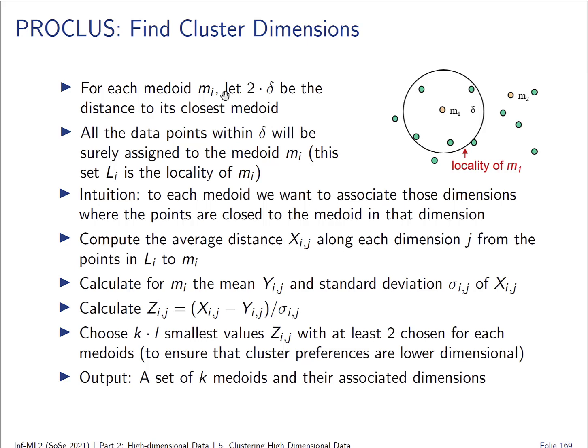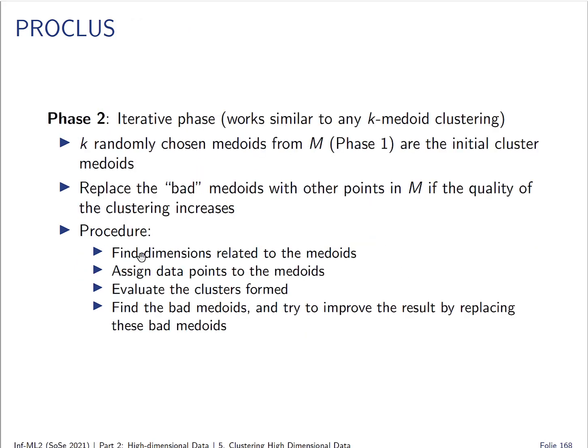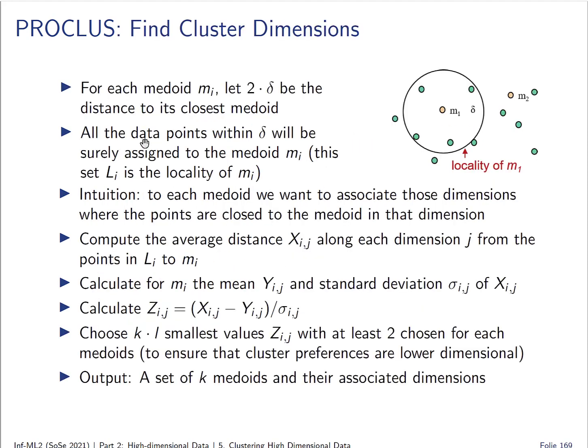So first step, how to find the cluster dimensions. That is the first part here in the procedure. So for each medoid, and now it's getting really heuristic, as you see, we define 2 times delta to be the distance to its closest medoid.